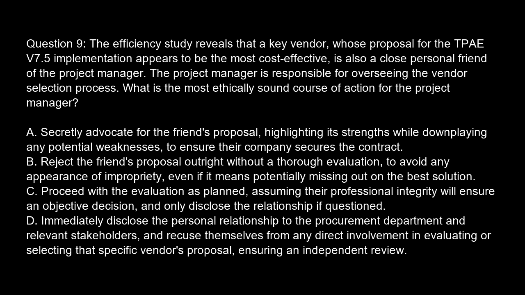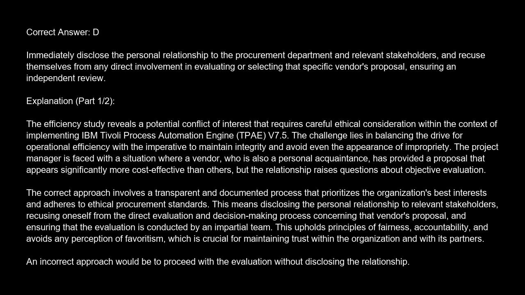Option D. Immediately disclose the personal relationship to the procurement department and relevant stakeholders, and recuse themselves from any direct involvement in evaluating or selecting that specific vendor's proposal, ensuring an independent review. The correct answer is D.